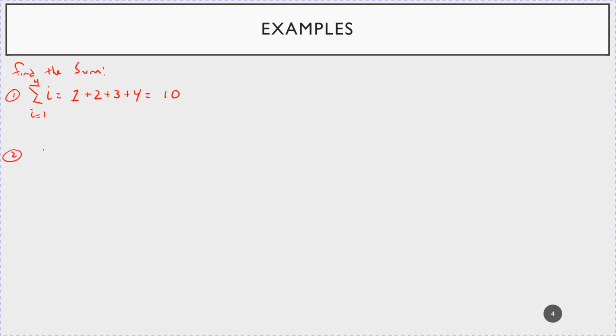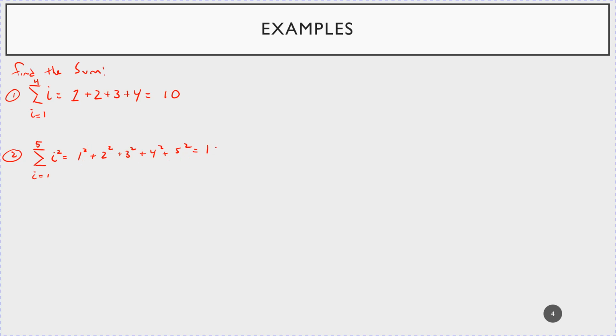Let's try this one. The sum of i equals 1 to 5 of i squared. All right? So start at 1. So this would be 1 squared, plus, and now the index is going to increase to 2, so 2 squared, because I'm replacing the value in for i. Plus 3 squared, plus 4 squared, and then I get to 5, and then I'm going to stop. Plus 5 squared.